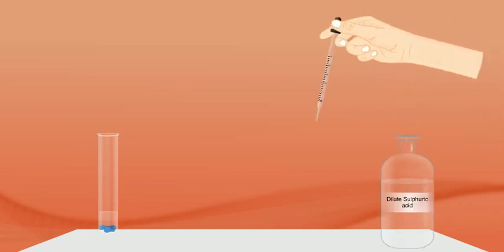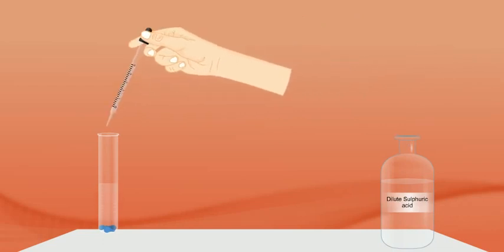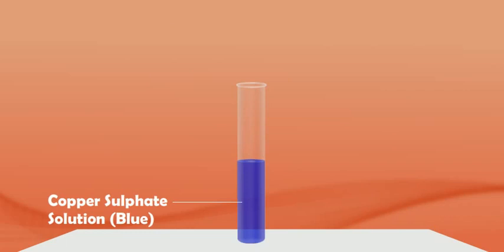Activity: reaction between copper sulfate solution and iron. Dissolve a little of copper sulfate in a test tube half filled with water. Add a few drops of dilute sulfuric acid to obtain a clear solution. This will give us a blue-colored copper sulfate solution. Take a big iron nail and place it carefully in the test tube containing copper sulfate solution and keep it aside for a few hours.